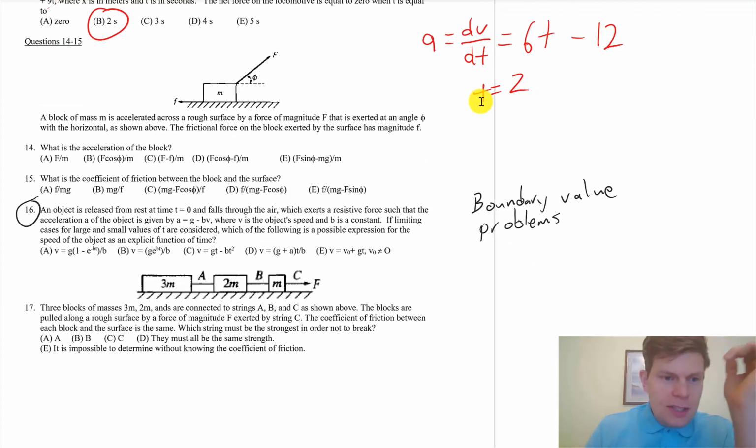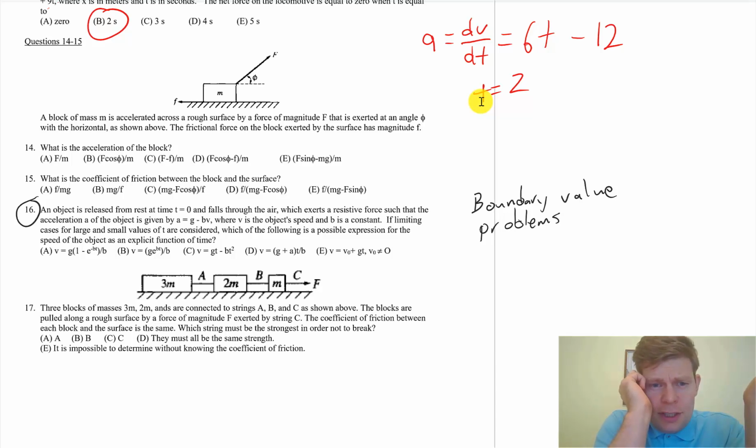All right, this next one. For 14, we want to know the acceleration of this block. We've got a rough surface with friction and all that stuff. It's going to accelerate along the surface. We're assuming it's not being lifted.